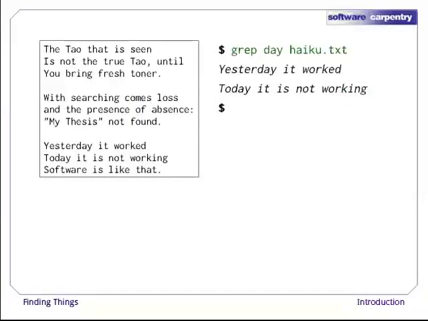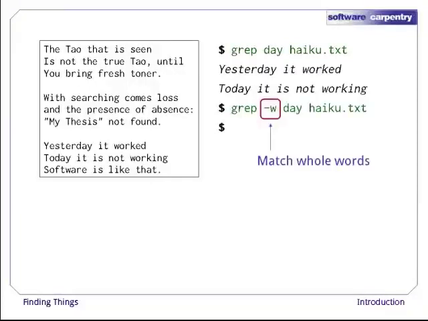Let's try a different pattern, day. This time, the output is lines containing the words yesterday and today, which both have the letters day. If we give grep the -w flag, it restricts matches to word boundaries, so that only lines with the word day will be printed, not lines with today or daytime. In this case, there aren't any, so grep's output is empty.